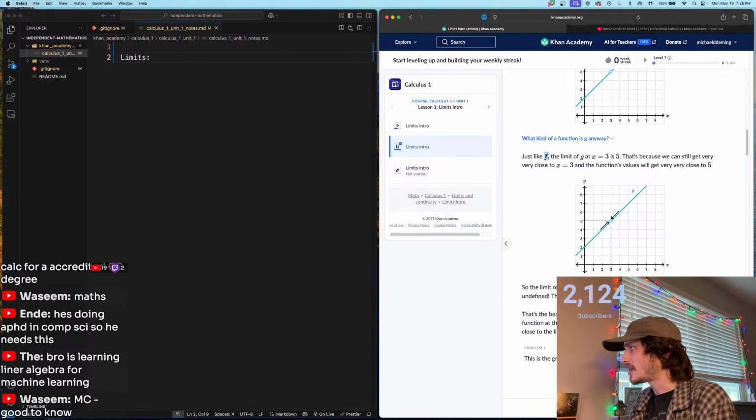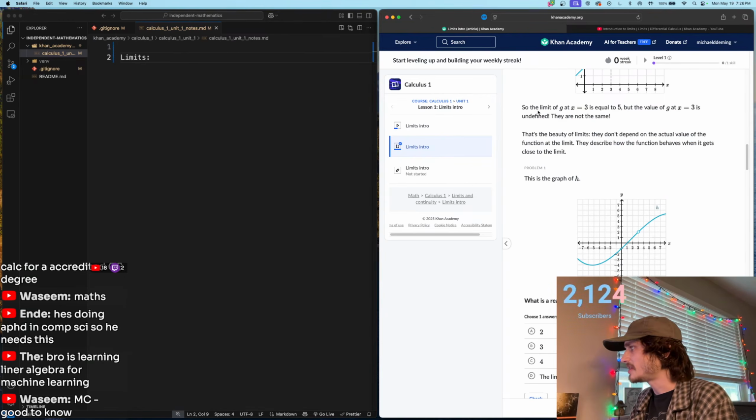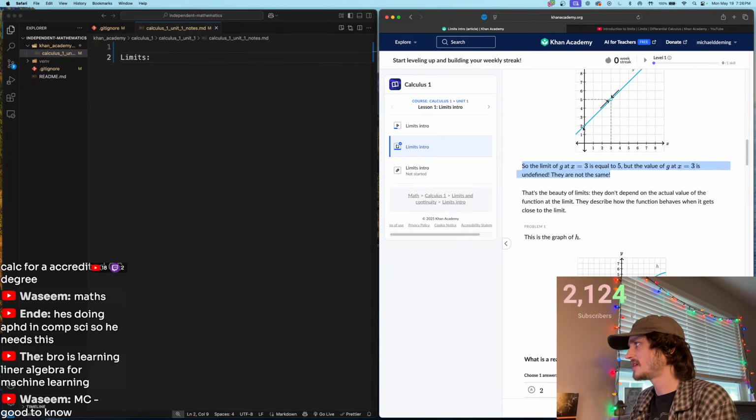Just like in the function f, the limit of g at x equals 3 is 5. We've had the same answer. That's because we can still get very, very close to x equals 3, and the function value will give us very, very close values to 5. So the limit of g at x equals 3 is equal to 5, but the value of g at x equals 3 is undefined. They are not the same. So the limit can equal the value, but it's not always the case, because maybe you don't have the definition of that function at that value.